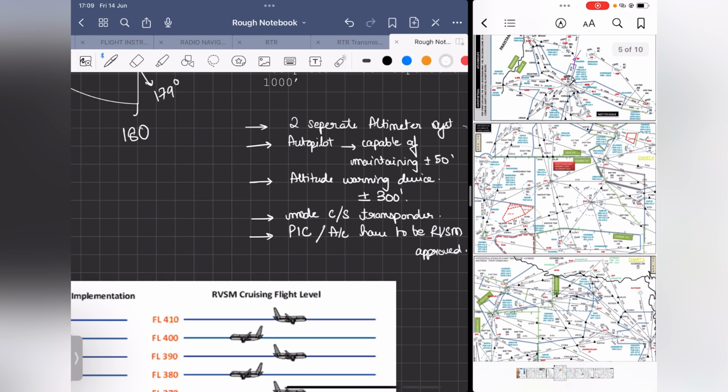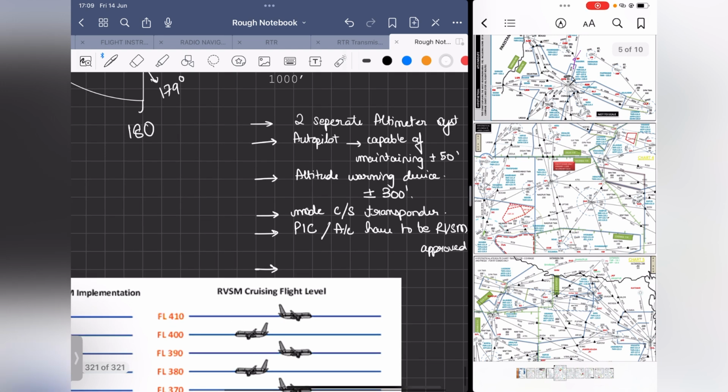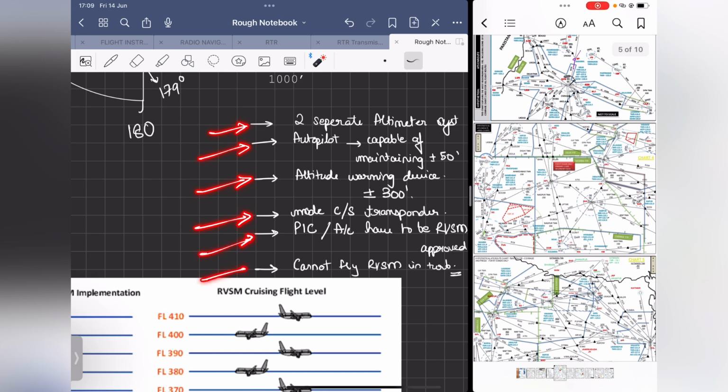Apart from this, which talks about the altimeter, one of the most crucial rules about RVSM is that you cannot fly in turbulence. So you cannot fly RVSM in turbulence. So these are a few very basic requirements. I need you to learn these by heart because they will ask only one or two of them in your exam, but you should know that this was crucial to flying in RVSM.